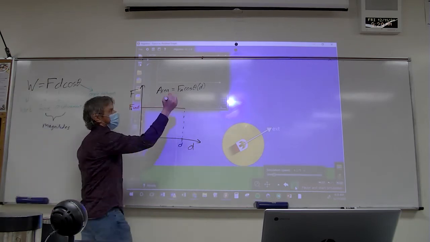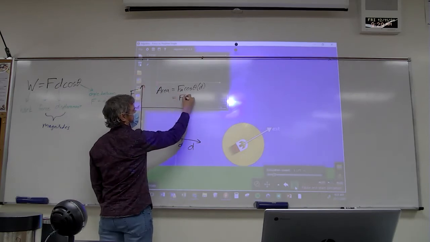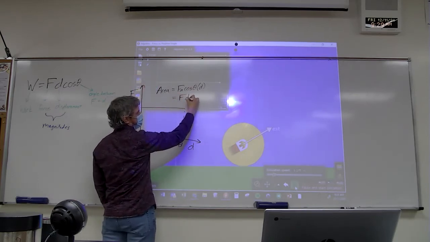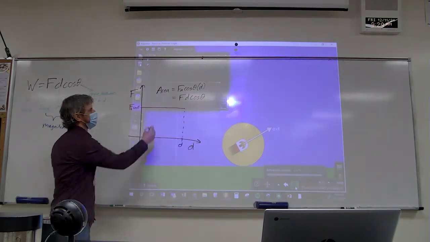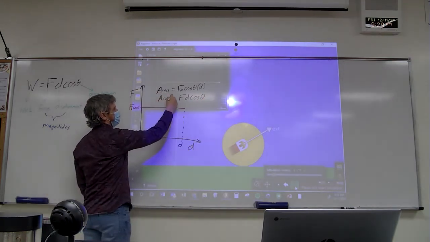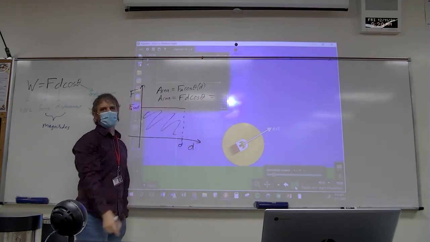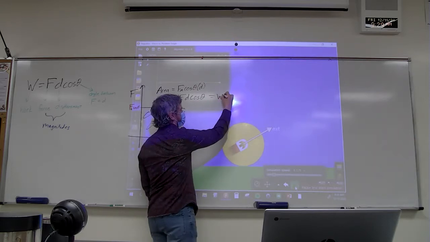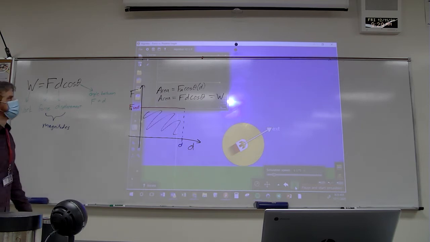So, commutative property of multiplication says I can put the d in front of the cosine theta. So I get the applied force times distance or displacement times the cosine of the angle. That's the area. That's this area right here. Well, doesn't that look like an equation that we now know? Isn't that the equation for work? Yeah. So there we go.